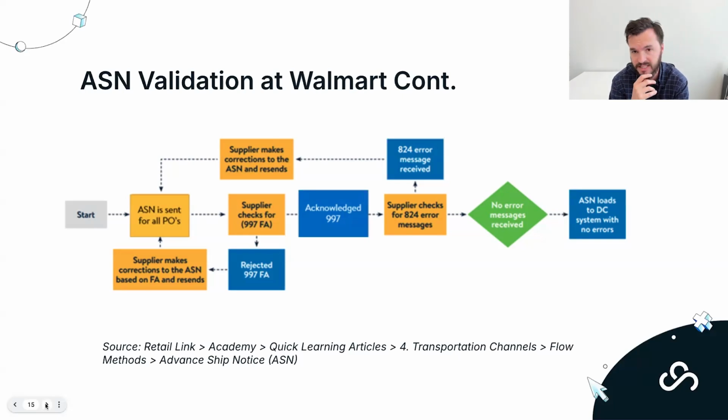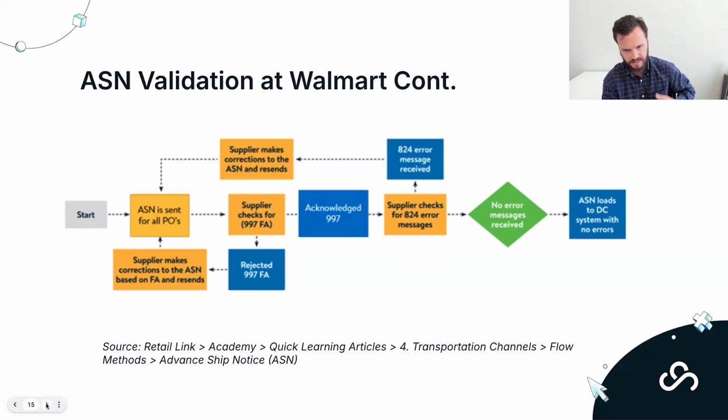So, but the 997 is very helpful for that feedback, and that's what the lower part, I'll use my mouse here, just this portion right here is looking at. The first kind of check is the 997. The second check is the 824. So if it passes the 997, it's functional acknowledgement. That's Walmart saying, yes, we've received the ASN. So that part is kind of passed through. Then you're going to want to check for an 824 error message.